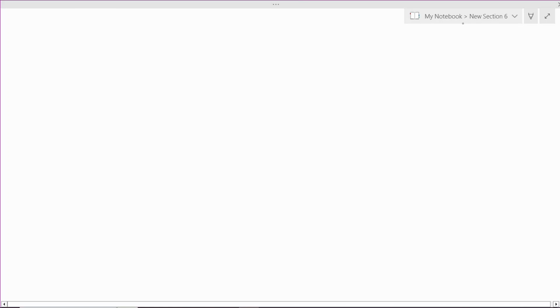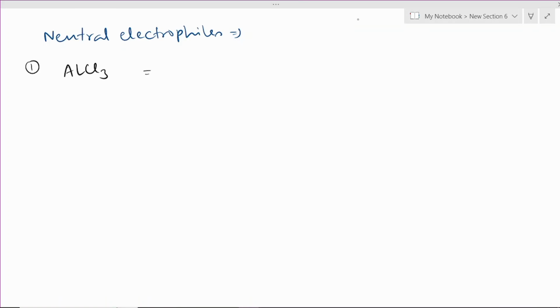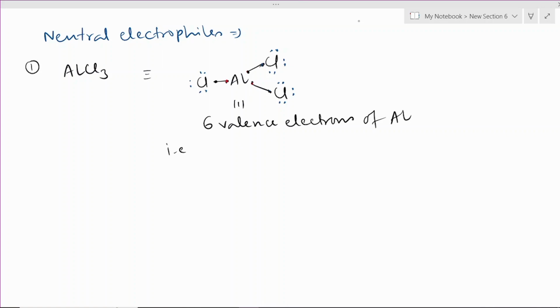There are some neutral electrophiles, such as AlCl3. AlCl3 has trigonal planar geometry. If we draw the electrons of both Al and Cl, these are the 3 valence electrons of Al, these are the electrons of Cl, and these are the lone pairs of Cl. If we count the total valence electrons around the aluminium, we get 6 valence electrons of Al. That means it does not fulfill the octet. That's why it acts as an electrophile.